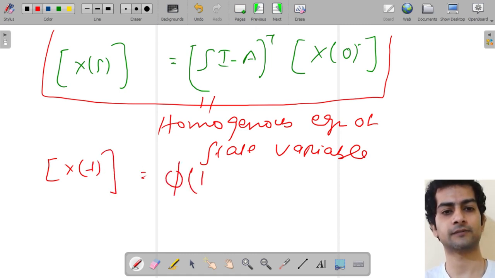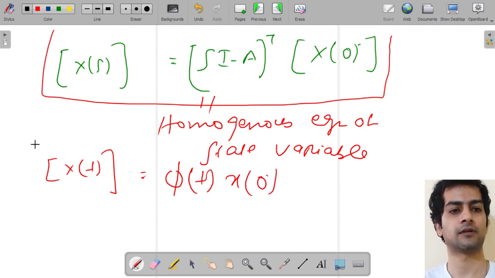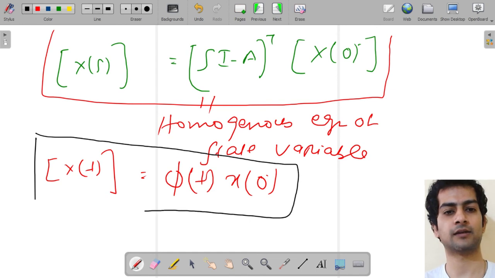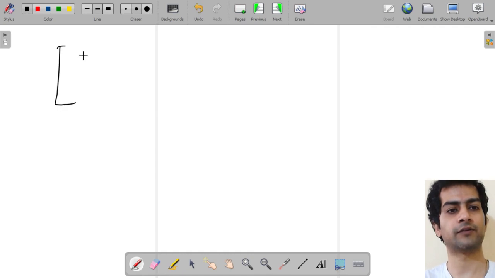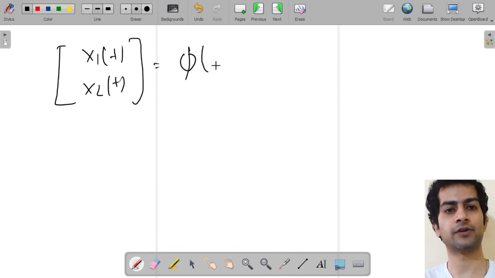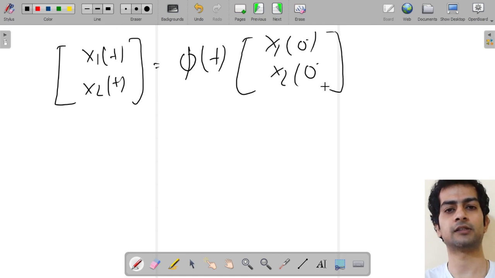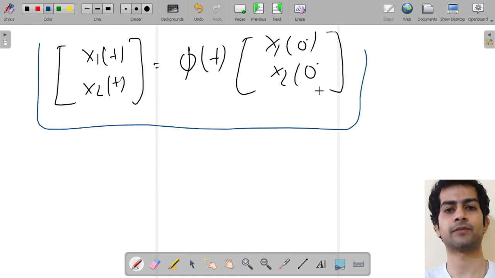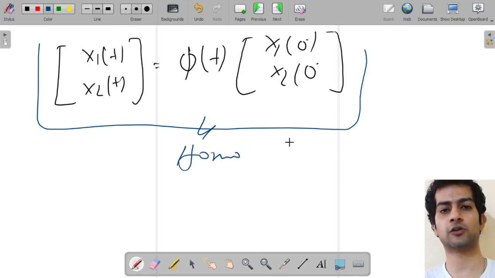Yes, we can write it in the t domain also. It will be this. We will get something like this. If we want to expand it further, what will we get? We will get x1(t), x2(t), that is, the state variables. We will get the state transition matrix, and here there will be different initial conditions. So these are all homogeneous equations of state variable.